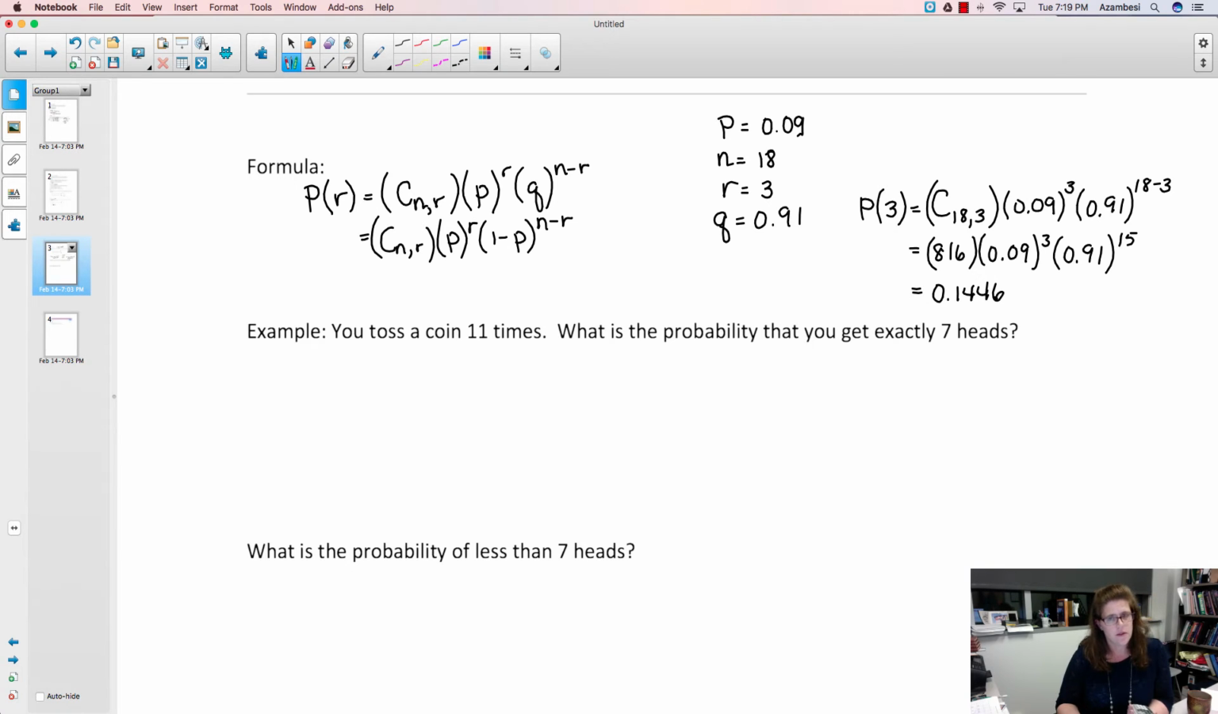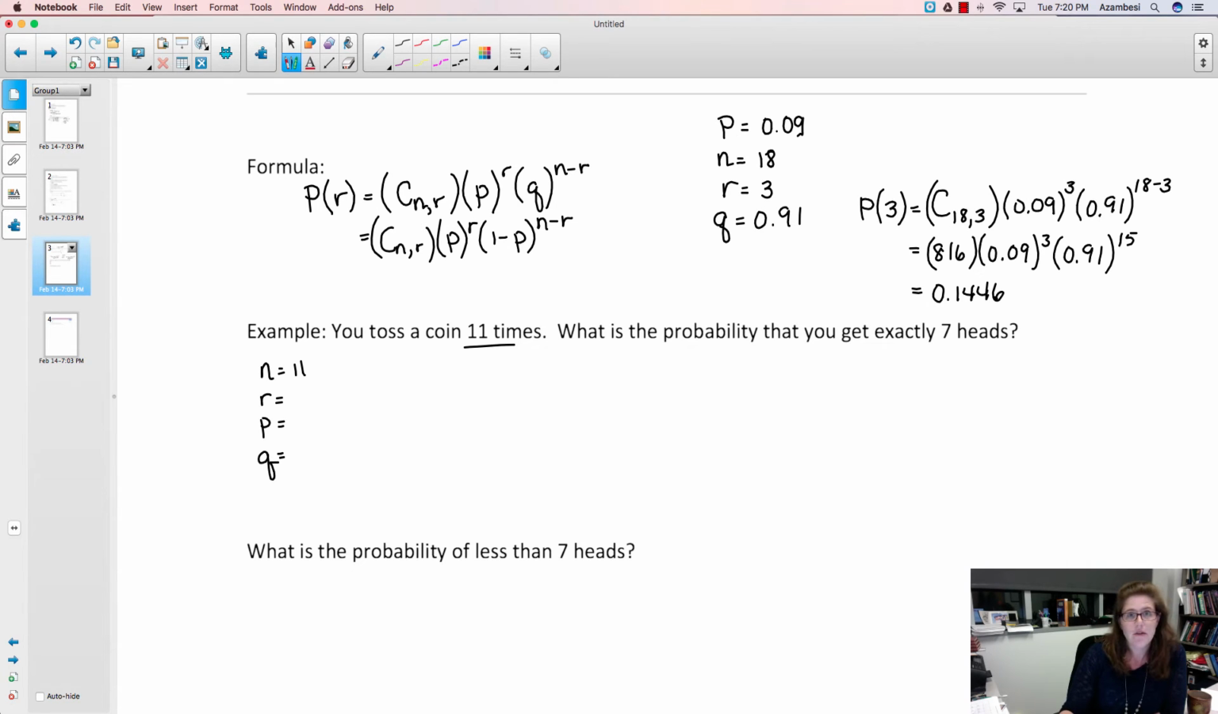Alright, coin tosses can also be something that's binomial. If you're flipping a coin over and over, then you could have an independent experiment, and this can also follow a binomial. So you toss a coin 11 times, what's the probability that you get exactly 7 heads? In order to apply the binomial formula, we're looking for an N value, an R value, a P value, and a Q value. N is the easiest one to come up with. Here we have 11 identical trials.